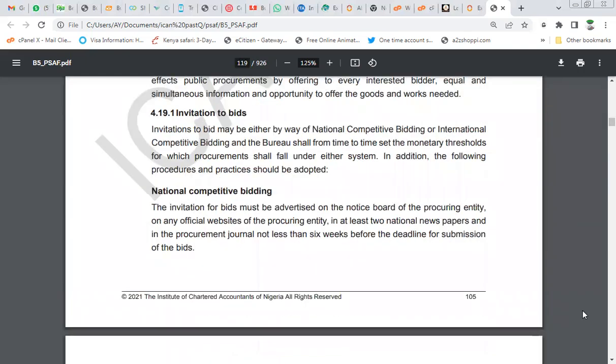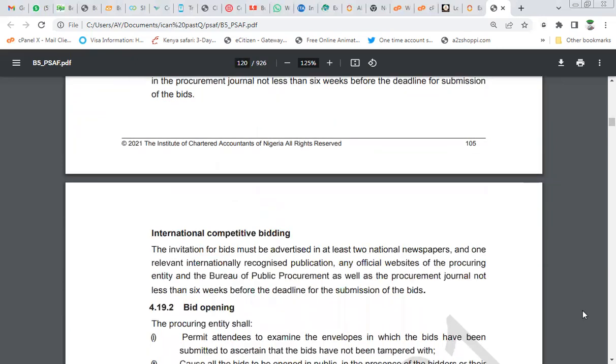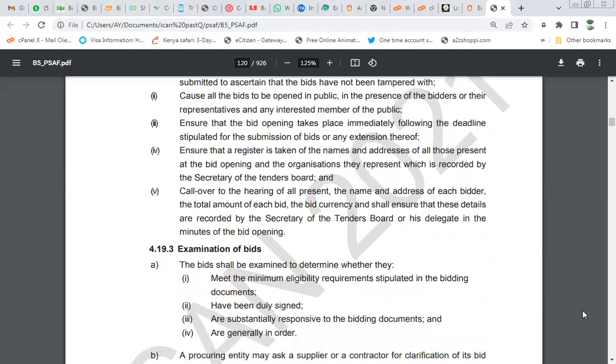So national competitive bidding. Now, the invitation for bid must be advertised on the notice board of the procuring entity. Those are the criteria for national competitive bidding. International competitive bidding, you advertise the project on both national and international media and on some prominent international websites. So you read all this. Bid opening, examination of bid. The bid shall be examined to determine whether it meets the minimum eligibility requirements stipulated in the bidding document.